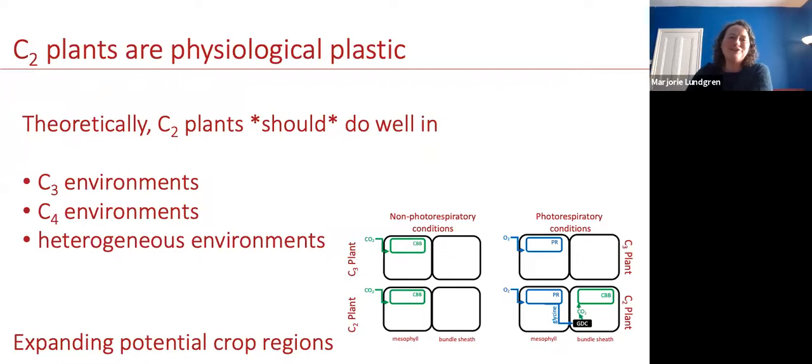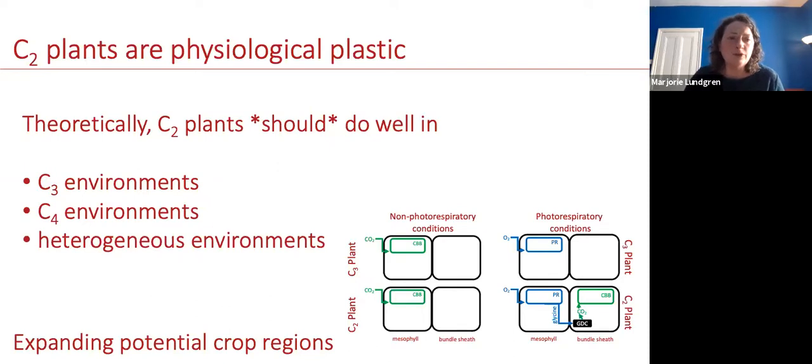Right. And the other reason gets back to this physiological flexibility. I'm not going to go over it again, but the point is, if these plants really can do well in C3, C4, and heterogeneous environments, that's kind of ideal. If we can engineer crops that can turn on and off physiologies depending on what the weather is that day, that's kind of engineering crops for the future. That's engineering crops for an uncertain environment. And if we can do that in a way that's not terribly costly, then that could actually be a really smart approach.